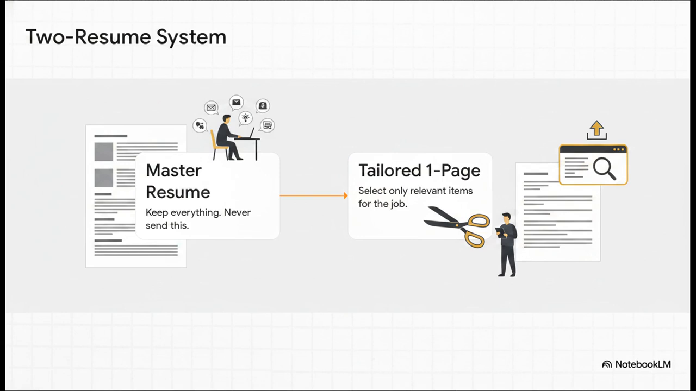Look, I hear you. Tailoring every single application from scratch sounds totally exhausting. That is exactly why the text introduces this awesome concept called the two resume system. Step 1 is building the master resume. This is a massive kitchen sink document with literally every skill and accomplishment you've ever had. You never ever send this out. Step 2 is the tailored one-page cut. You just copy the master, aggressively trim away the fluff, and keep only what answers the so what for that specific job. It's a total game changer.